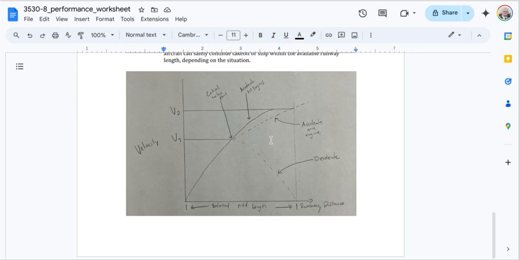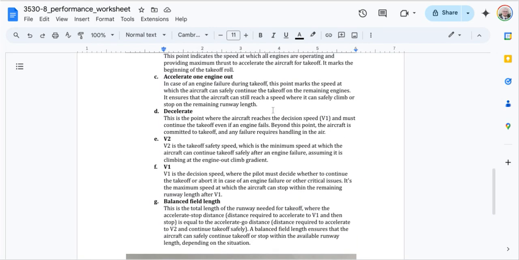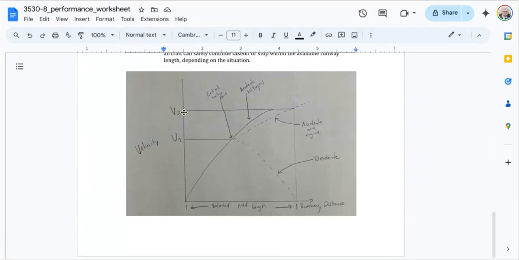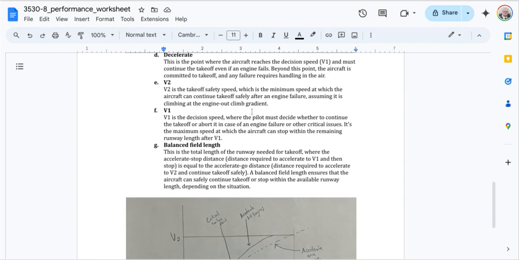D, decelerate. This is this curve right here. So the decelerate line here marks the point where the aircraft reaches decision speed and must continue to take off even if the engine fails. Beyond this point, the aircraft is committed to take off, and any failures require handling in the air. V2 here, this next line, is going to be the takeoff safety speed, which is the minimum speed at which you can continue to take off safely after an engine failure, assuming it's climbing at the engine-out climb gradient.